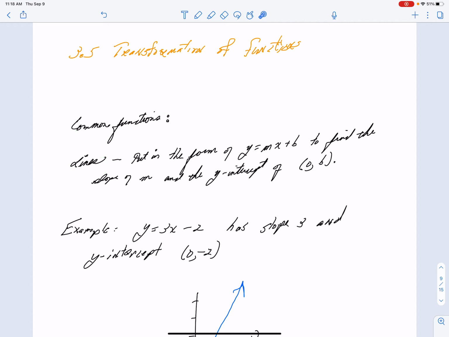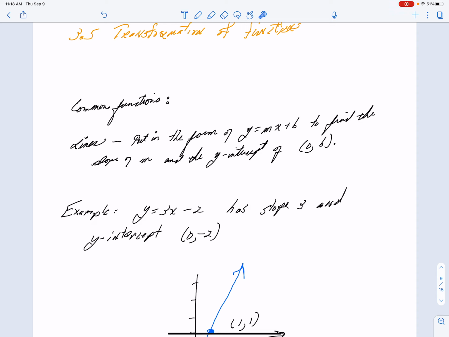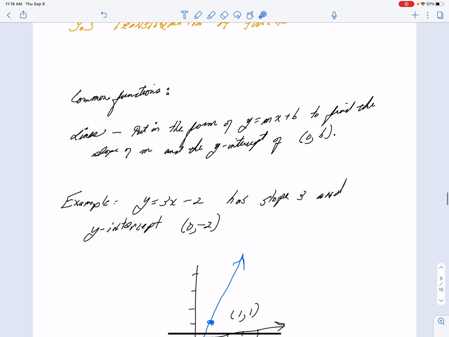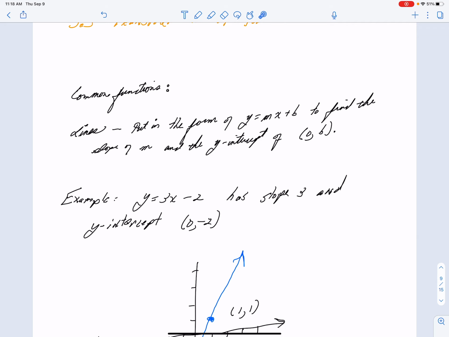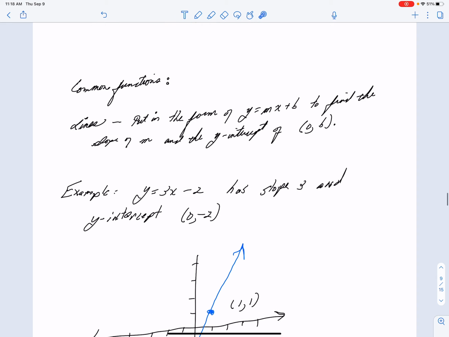And how do we graph a line? Well, one way is to put it in what? Slope-intercept form. y is equal to mx plus b. That allows us to find the slope, which is m, and the y-intercept, which is b.